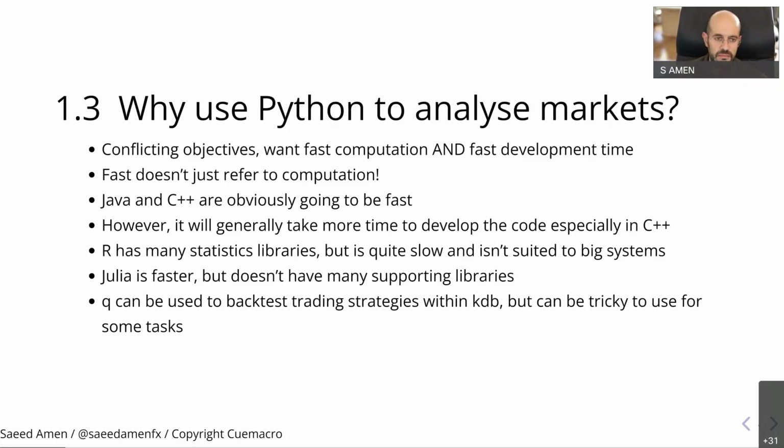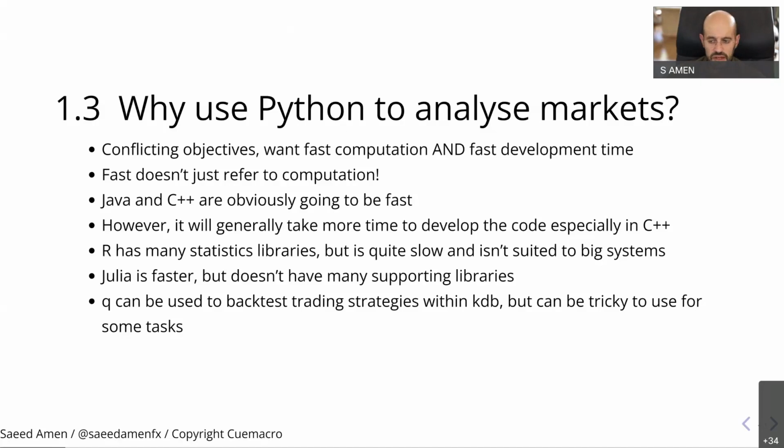So compared with Python, something like C++ is obviously going to be very fast. There's no doubt about that, essentially C++ is a lot faster than Python typically. But it might take you a bit more time to write a large system in C++ by comparison. There's other languages as well, like R, and it has a lot of statistics libraries. But I would argue it also suffers from a speed issue to some extent, and it's also not really suited for large systems. Julia, which is a newer language, is supposed to be faster, although there's still a bit of debate about that, but it still doesn't have quite as many supporting libraries as Python.